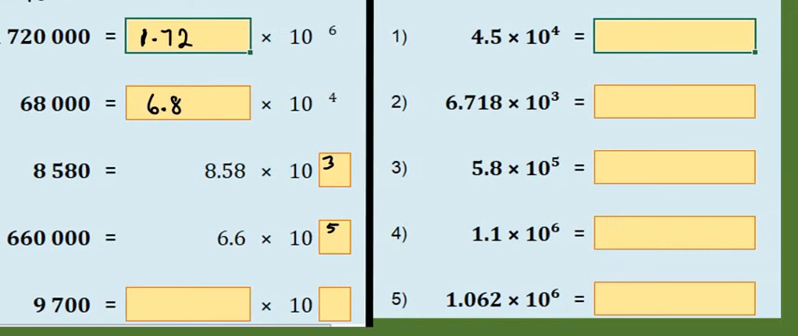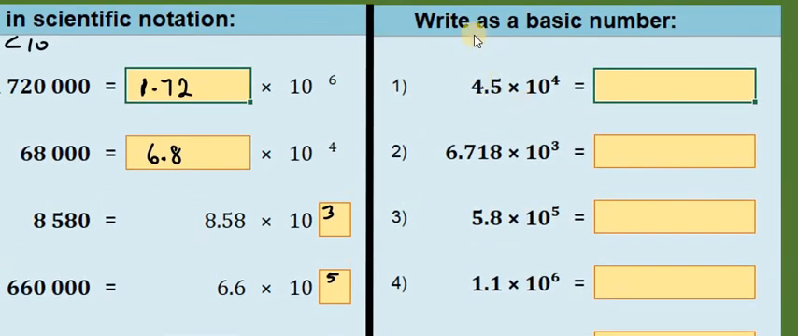Okay, but what if we were asked to write as a basic number 4.5 times 10 to the fourth power? How would we do that? So we're going from standard form to a basic number. Well, for 4.5 times 10 to the fourth power, we will need to shift this point how many places to the right? Based on the power of 4, we'll need to multiply it by 10,000, right? Because 10 to the fourth should have 4 zeros.